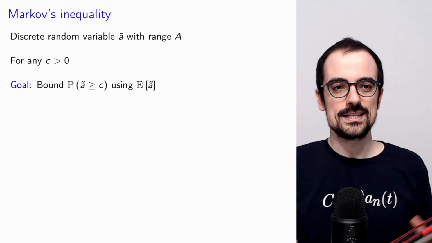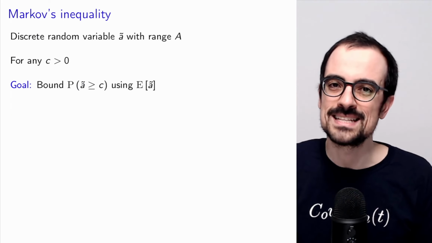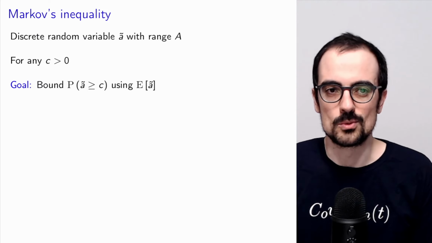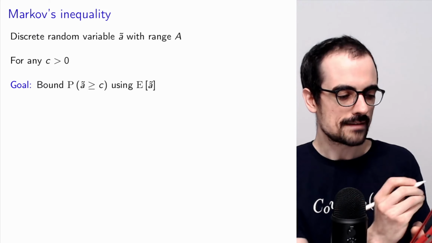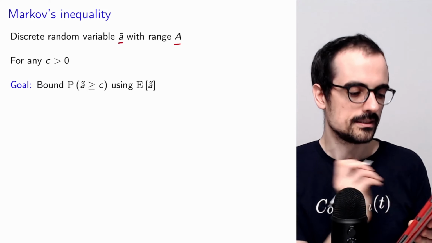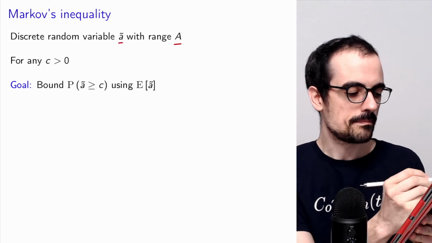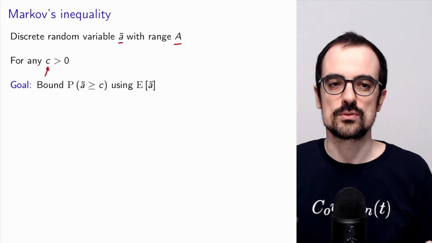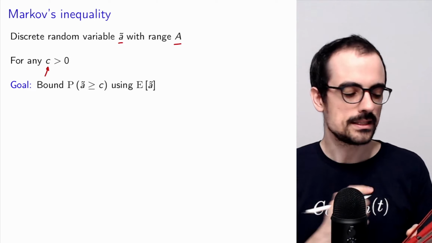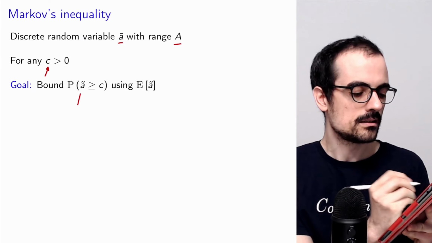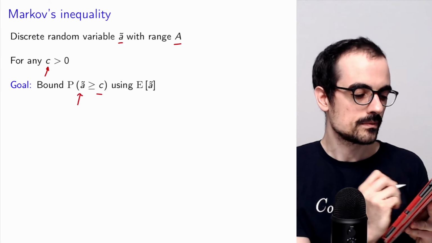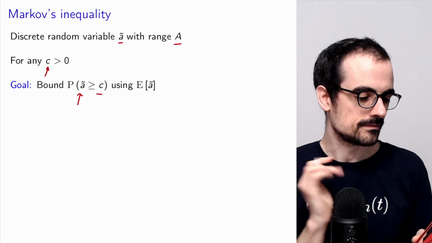Let's actually prove this. We're going to prove this in the discrete case. The proof for the continuous case is almost exactly the same. So we're going to have a random variable a that has a certain discrete range, and we're going to pick a certain constant c that is greater than 0. And now we're interested in bounding the probability that a is greater than c. Remember that a is non-negative.